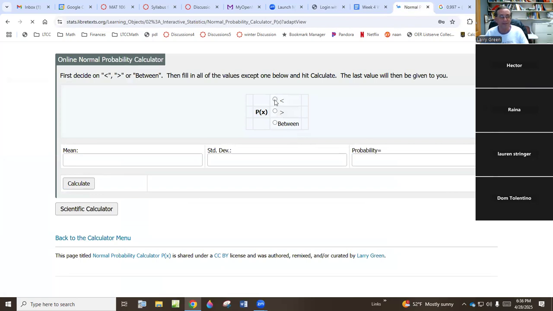So is it first, second, or third? I hope you can hear me. I just saw the internet is unstable. I got that message. I hope we're okay. So which of these three is it? Less than, greater than, between?